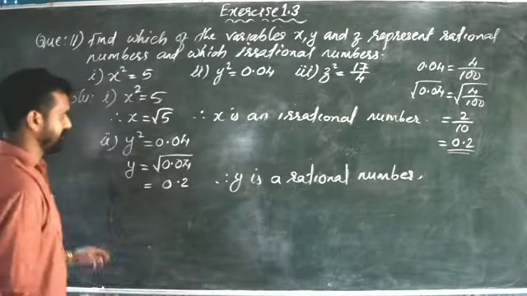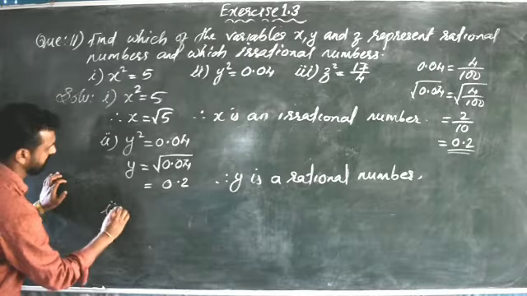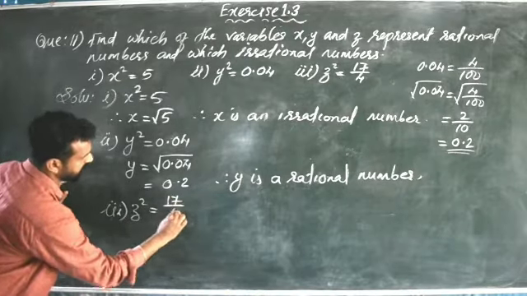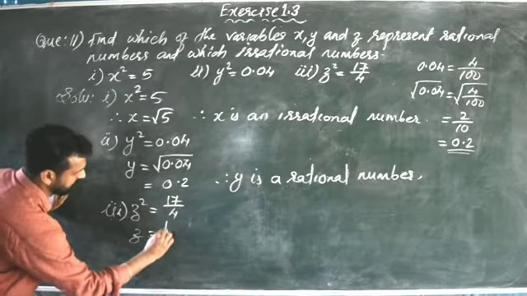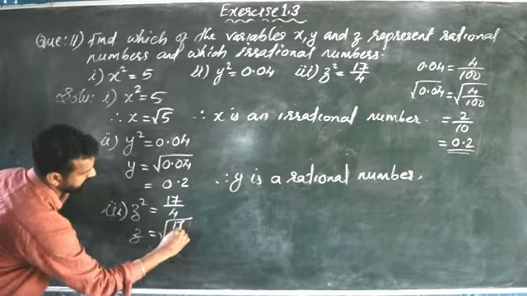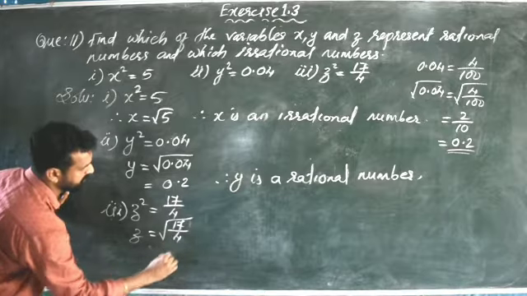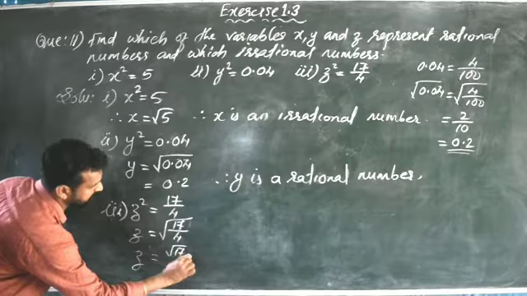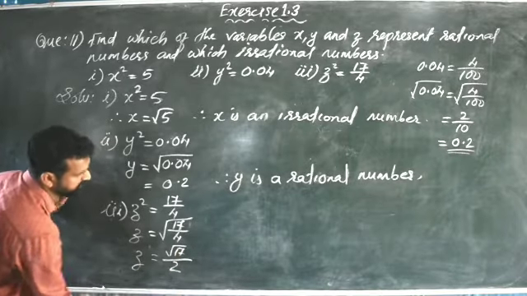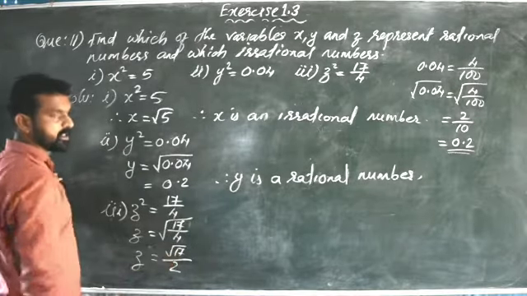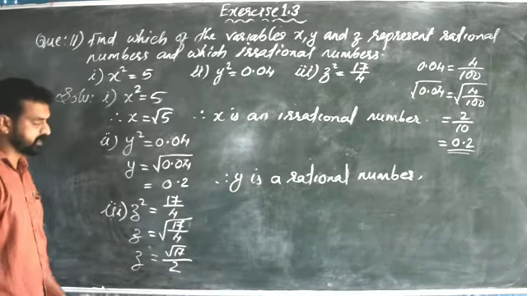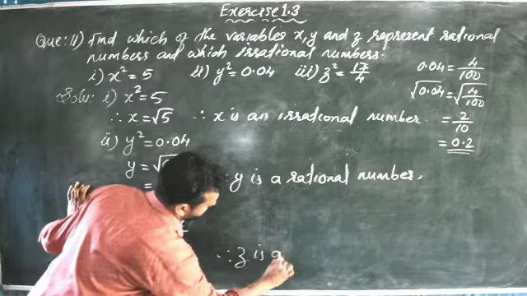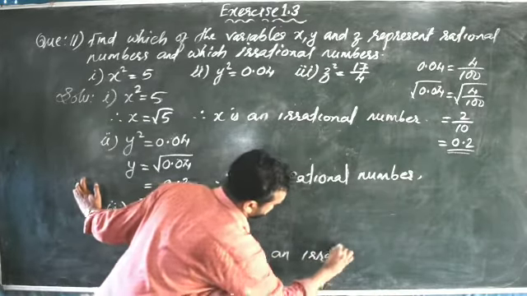Now find z, the third question. Z square is equal to 17 divided by 4. Transposing the square, z is equal to the square root of 17 divided by the square root of 4, which is 2. Root 17 is an irrational number, so z represents an irrational number. Therefore z is an irrational number.